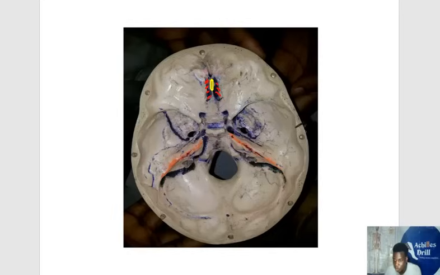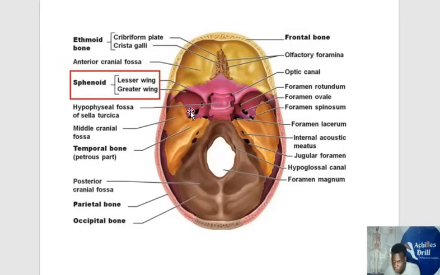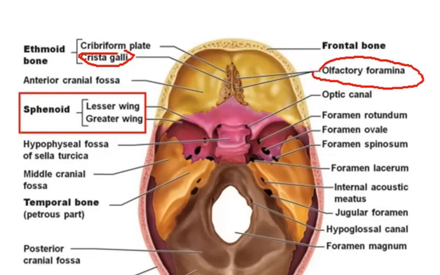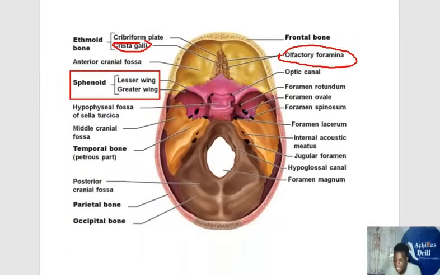The one in yellow is what? The crista galli, and the region lateral to it is the cribriform plate. Let me show you a textbook picture of it. Come down here and take a look at the crista galli, the upward projection right here, and lateral to it is the cribriform plate, which has numerous olfactory foramina through which the olfactory nerves pass. That's one important thing I want you to take note of in the anterior cranial fossa.